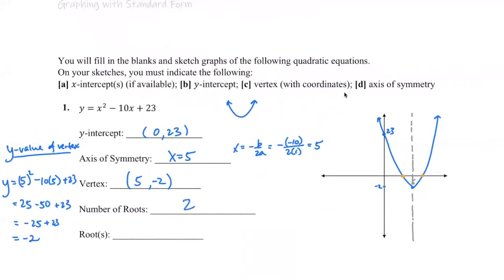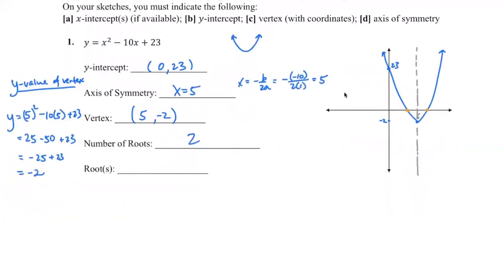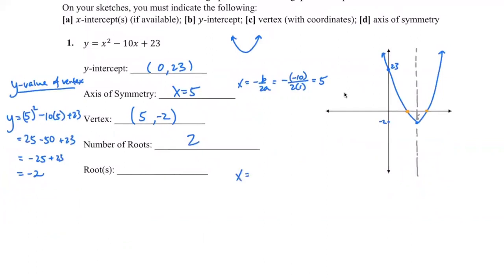So the number of roots will be 2. Again, you can use the graph, or you can use b squared minus 4ac. Looking at the graph will be a way smarter choice. Now let's go ahead and find out what the root is. What's the root? Then we have to bring in our quadratic formula.